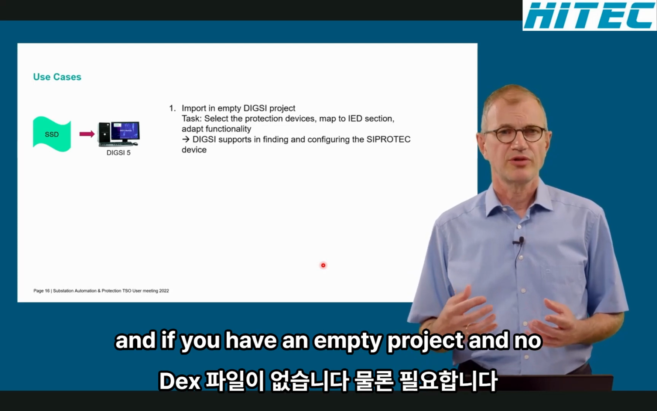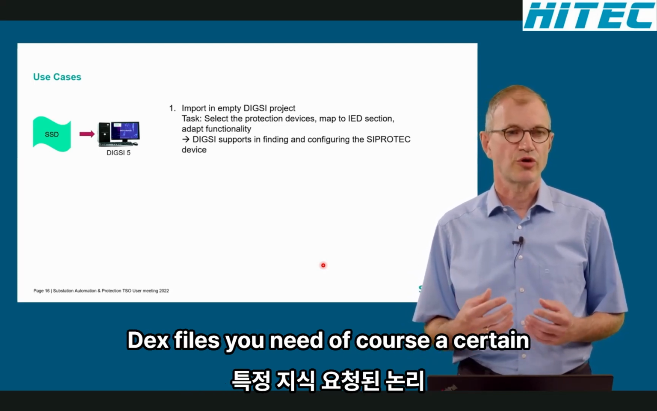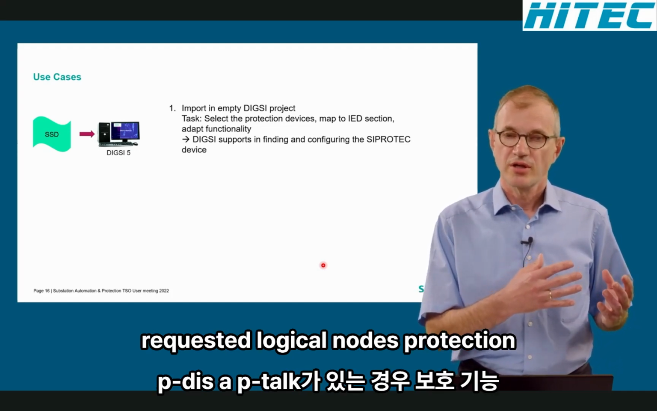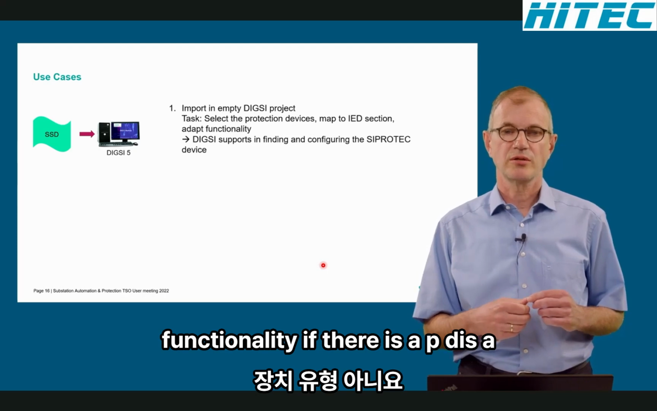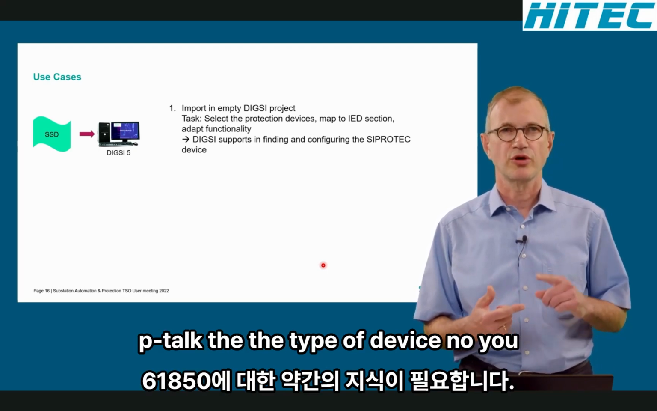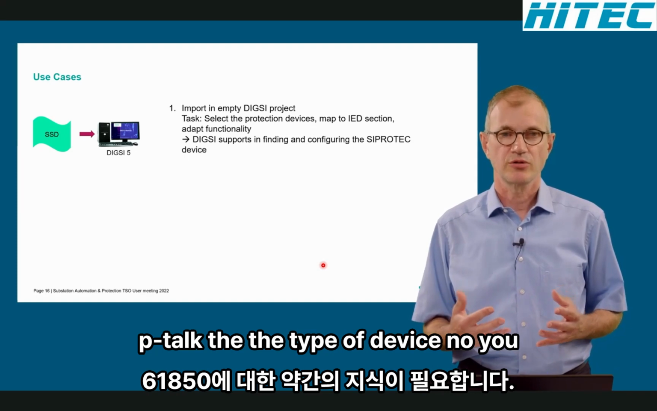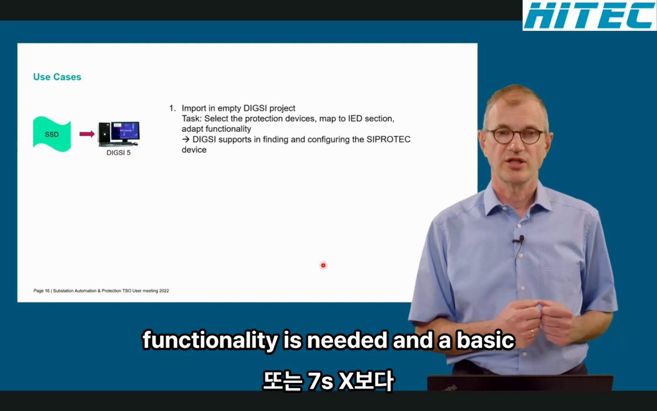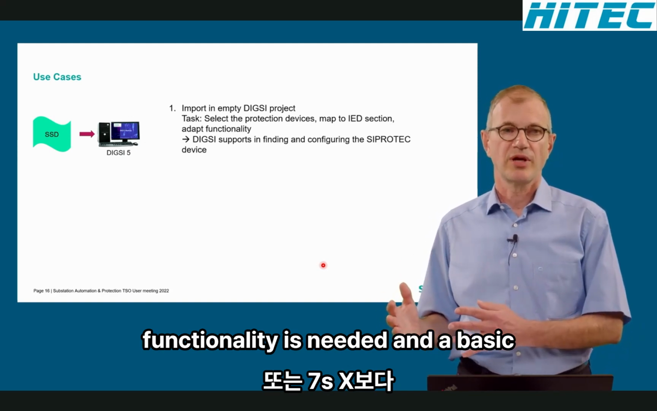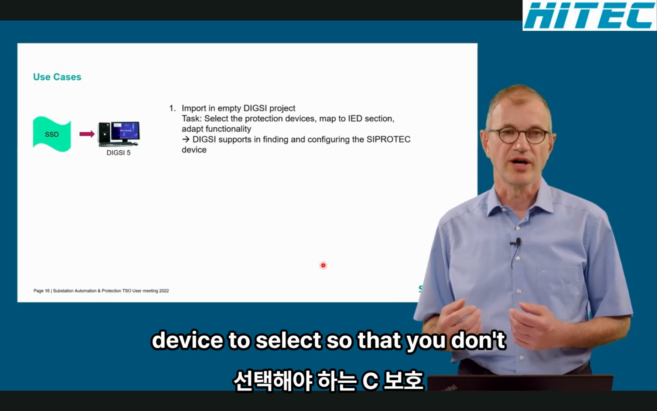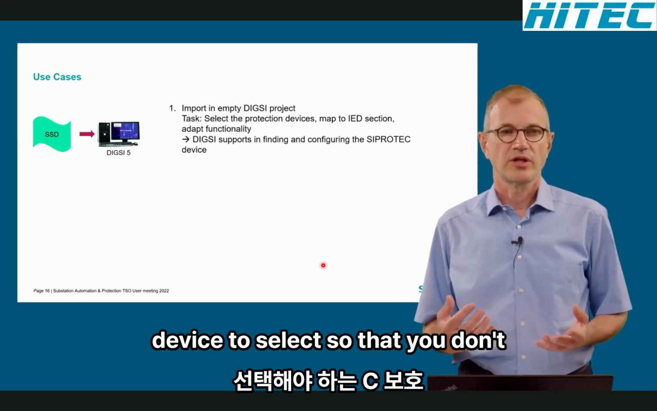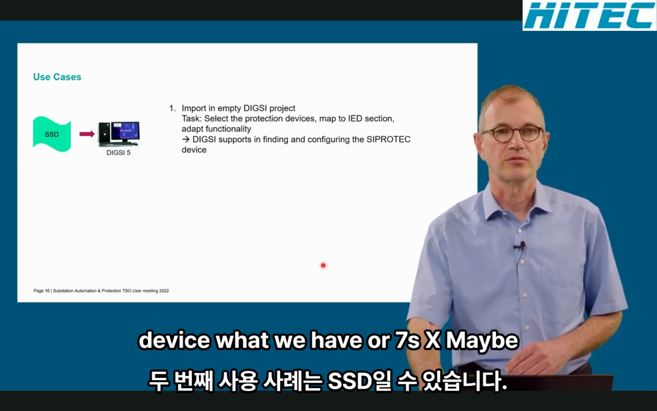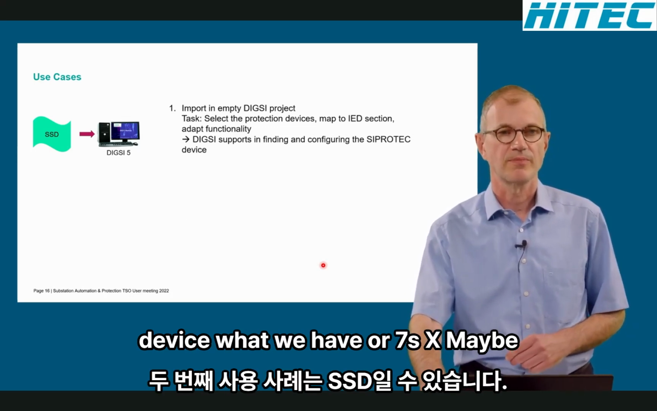If you have an empty project and no DIGSI files, you need, of course, a certain knowledge. You must select by the requested logical nodes the protection functionality. If there is a PDIS, a PTOC, the type of device. You need a little knowledge of 61850 on the one hand side, which protection functionality is needed, and a basic knowledge of our cProtect library, which device to select, so that you don't always need a 7SL, the maximum device we have, or 7SX maybe.